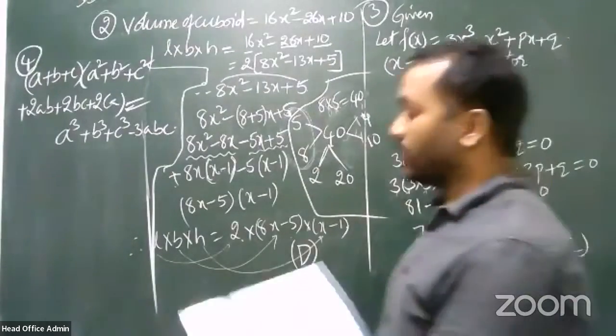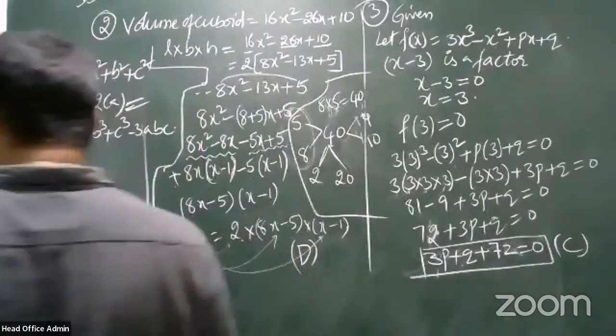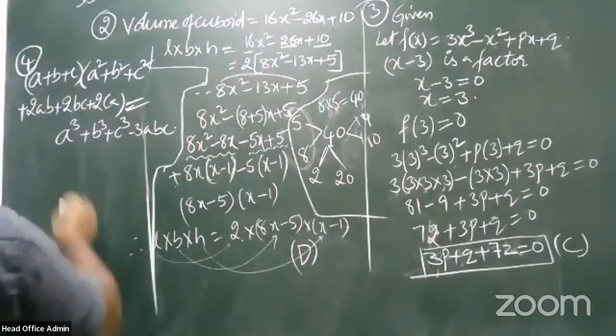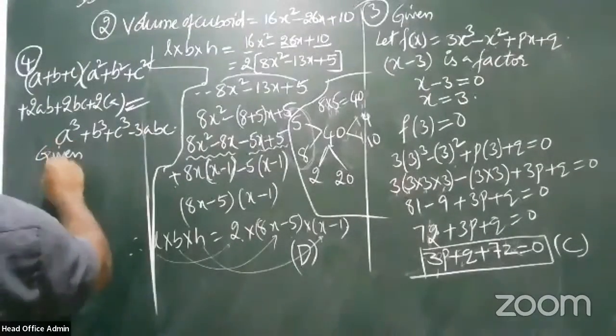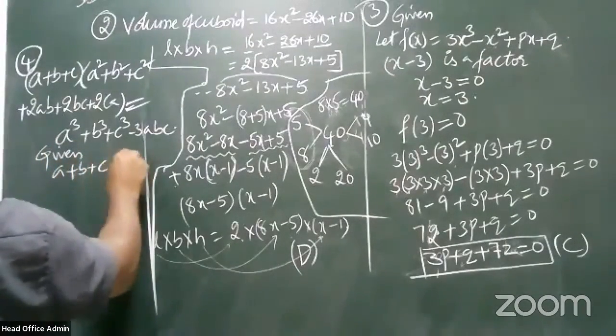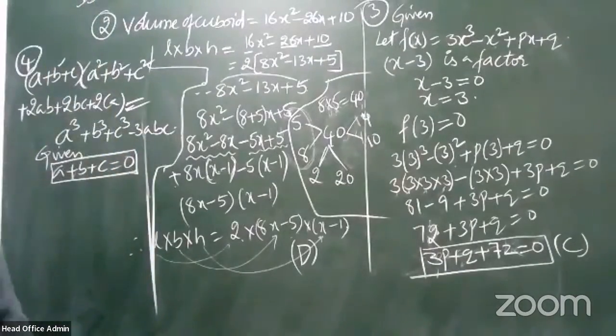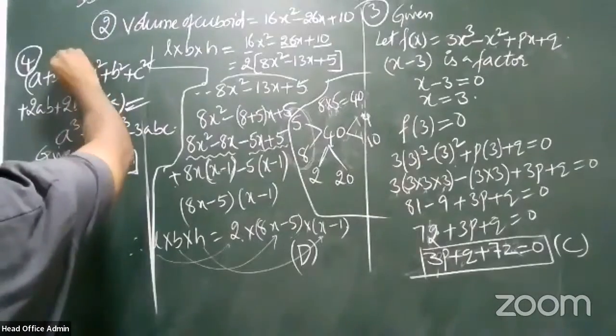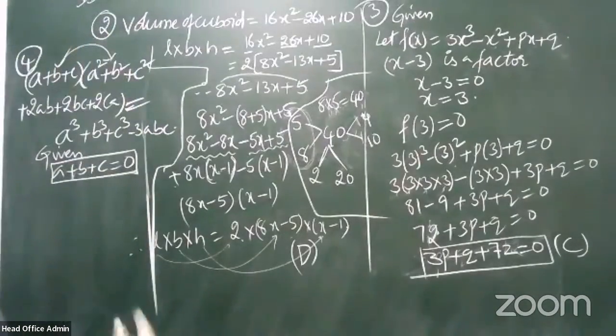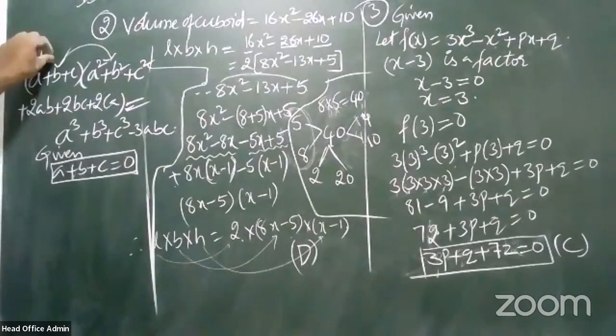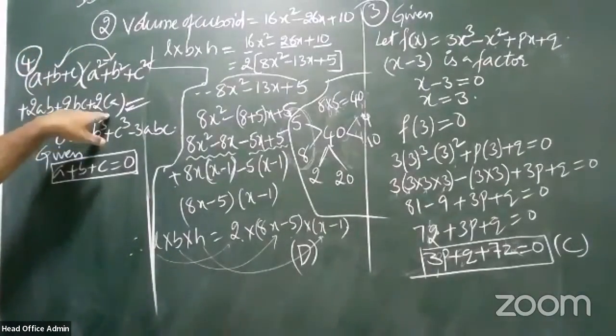Minus 3abc. Now, what is the given condition? A plus b plus c equal to 0, he has given as the condition. In place of a plus b plus c, what do we have to keep? 0. Now 0 into something is how much? A plus b plus c into a square plus b square plus c square plus 2ab plus 2bc plus 2ca is equal to what? Here a plus b plus c is 0, means 0 into something will become 0 on its own. 0 into something becomes 0.